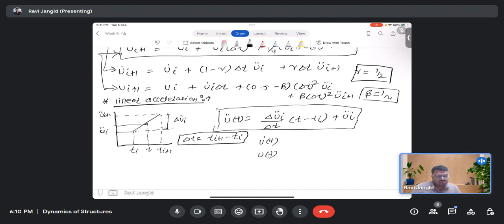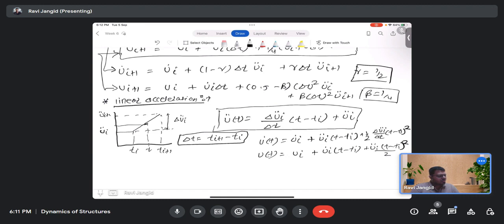So if you do it, you will find u dot t as u dot i plus u double dot i into (t minus t i) plus 1 by 2 delta u double dot i over delta t into (t minus t i) square, and for u t: u i plus u dot i (t minus t i) plus u double dot i (t minus t i) square by 2 plus 1 by 6 delta u double dot i over delta t into (t minus t i) cube.